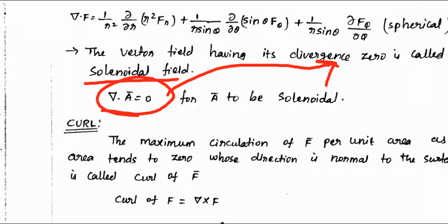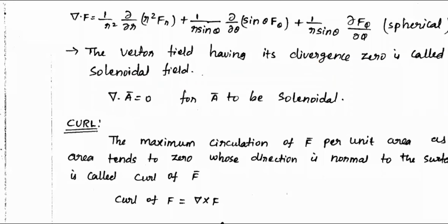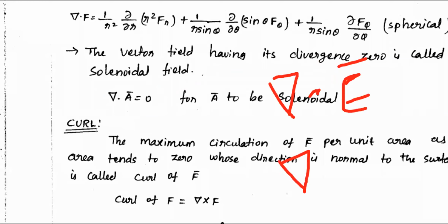Again, if you take two cases, mostly we will have these cases only. Either you can calculate del dot E vector, or instead of E you can put D also, no problem. Or otherwise, say I will put D only.